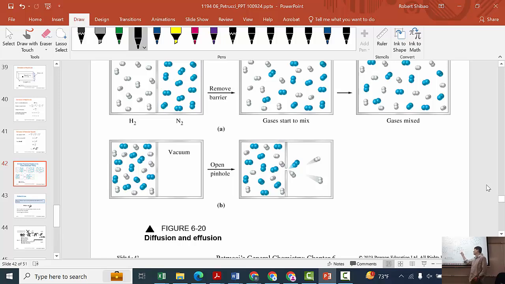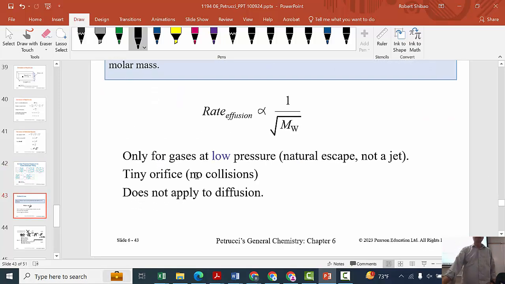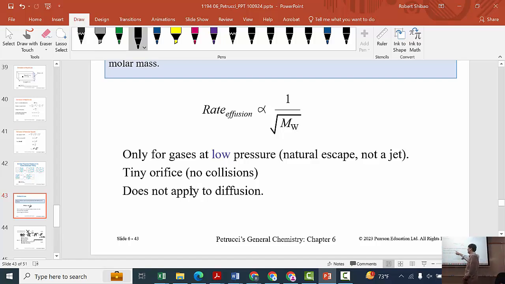And so when we're looking at effusion here, the hydrogen is going to effuse 4 times faster out of this pinhole than the oxygen. And this mixing is caused by the collisions. But here we don't have any mixing. There are some assumptions we make for this to work out, otherwise we'd have to factor in the mixing. These are the assumptions we made. Only for gases at low pressure.